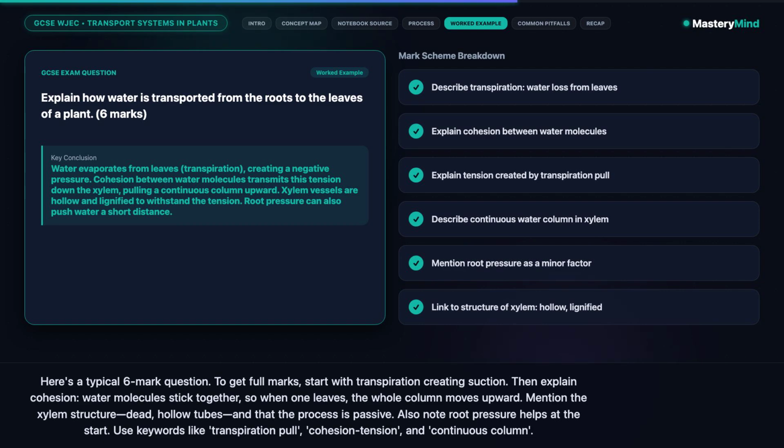Mention the xylem structure, dead, hollow tubes, and that the process is passive. Also note root pressure helps at the start. Use keywords like transpiration pull, cohesion tension, and a continuous column.